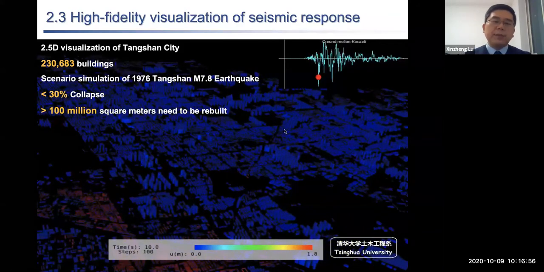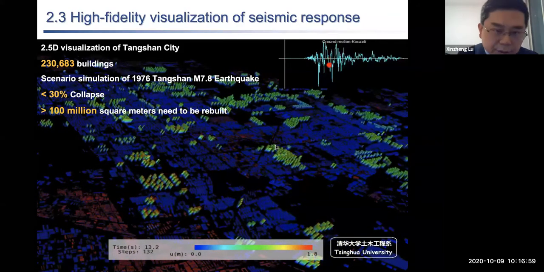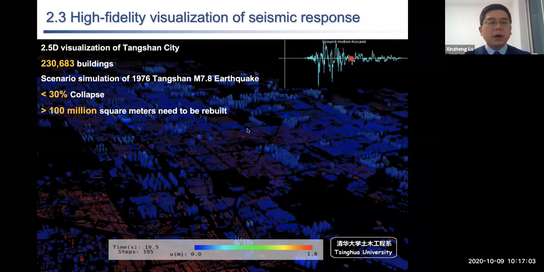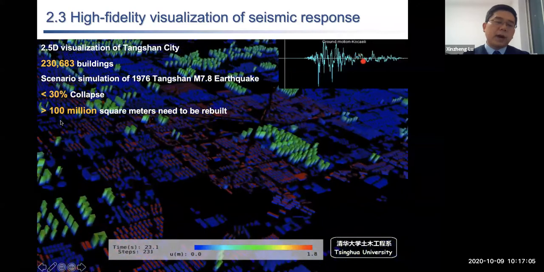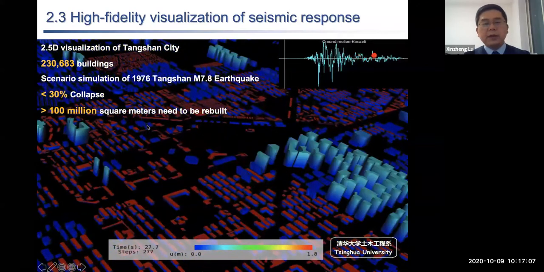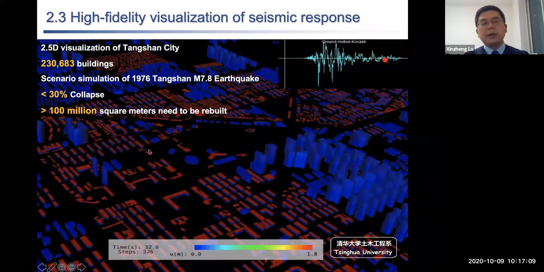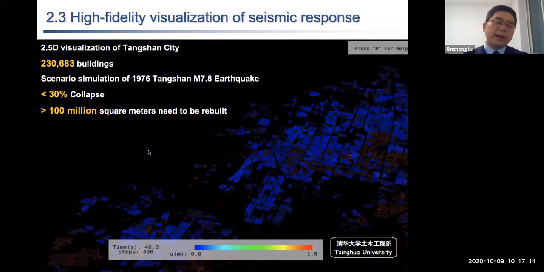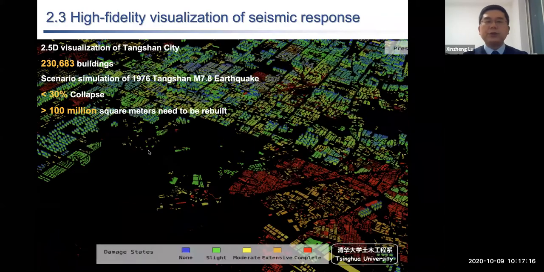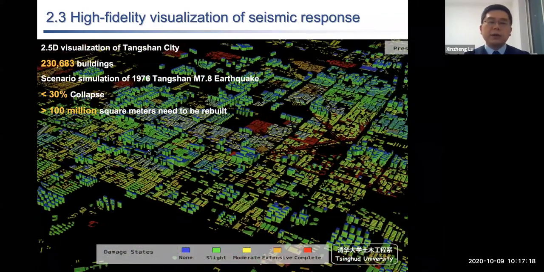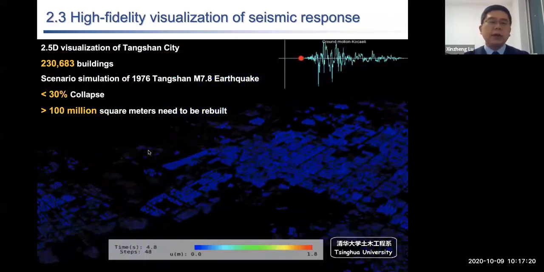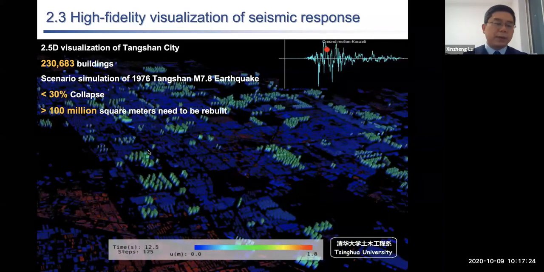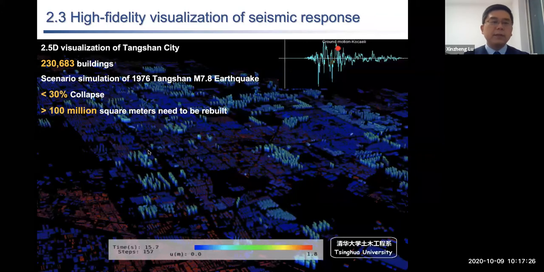But the most important thing here, I'm sorry that the animation is not so fluent, but you can still see some of the outcomes: about 100 million square meters of buildings turn yellow, which means the building is so severely damaged that it cannot be repaired after the earthquake. So that clearly shows the demand for resilience, and this result is quite easy for the city managers to understand what will happen to their city after the earthquake.